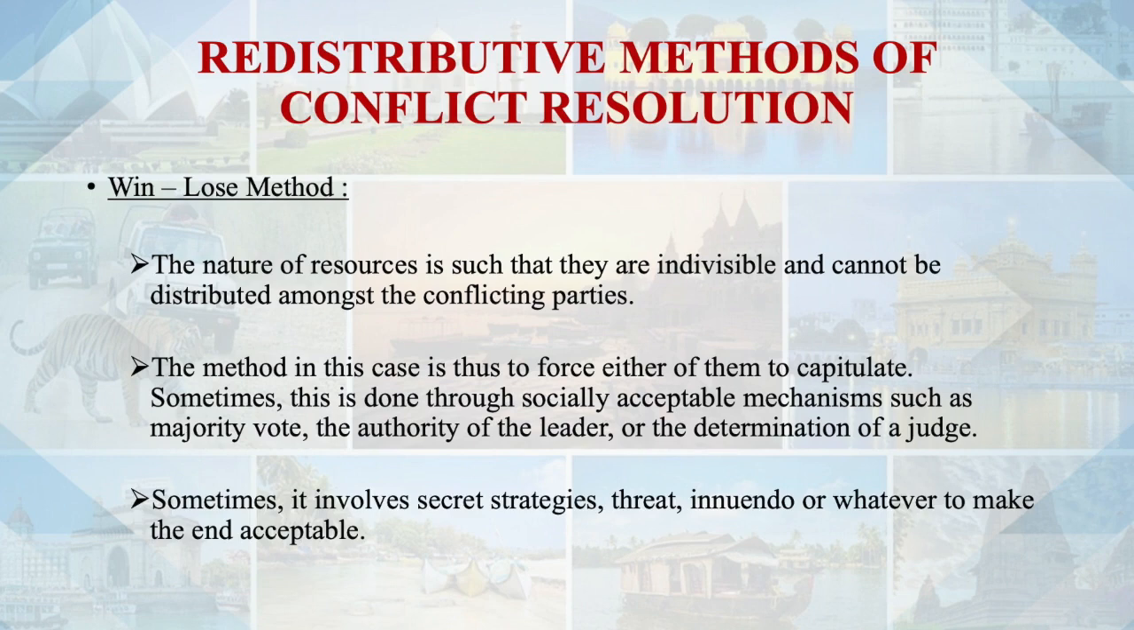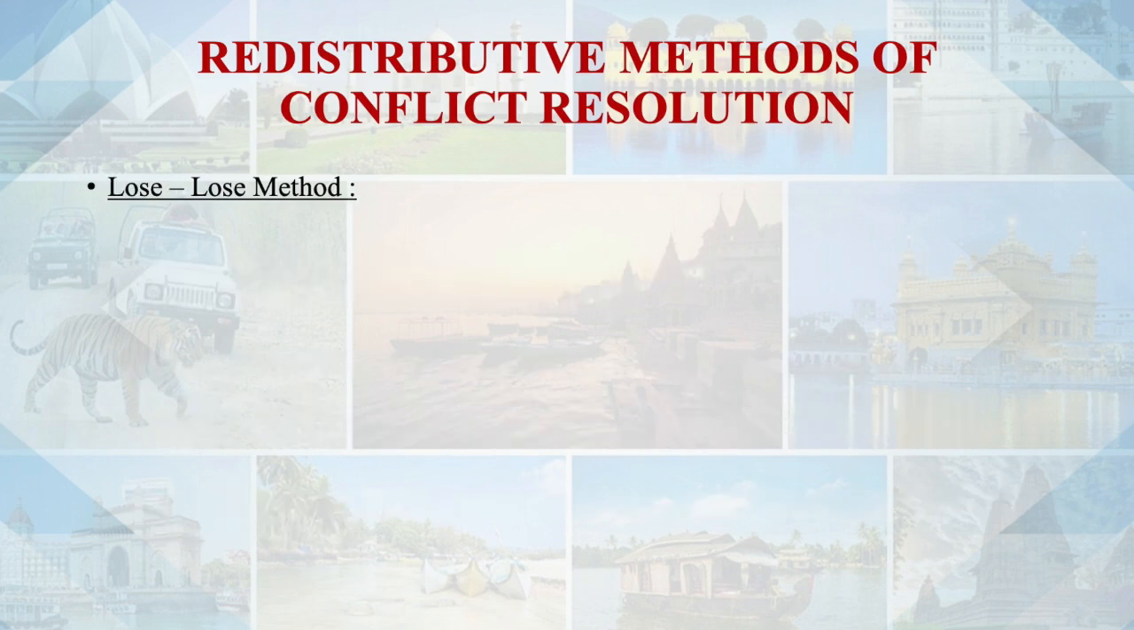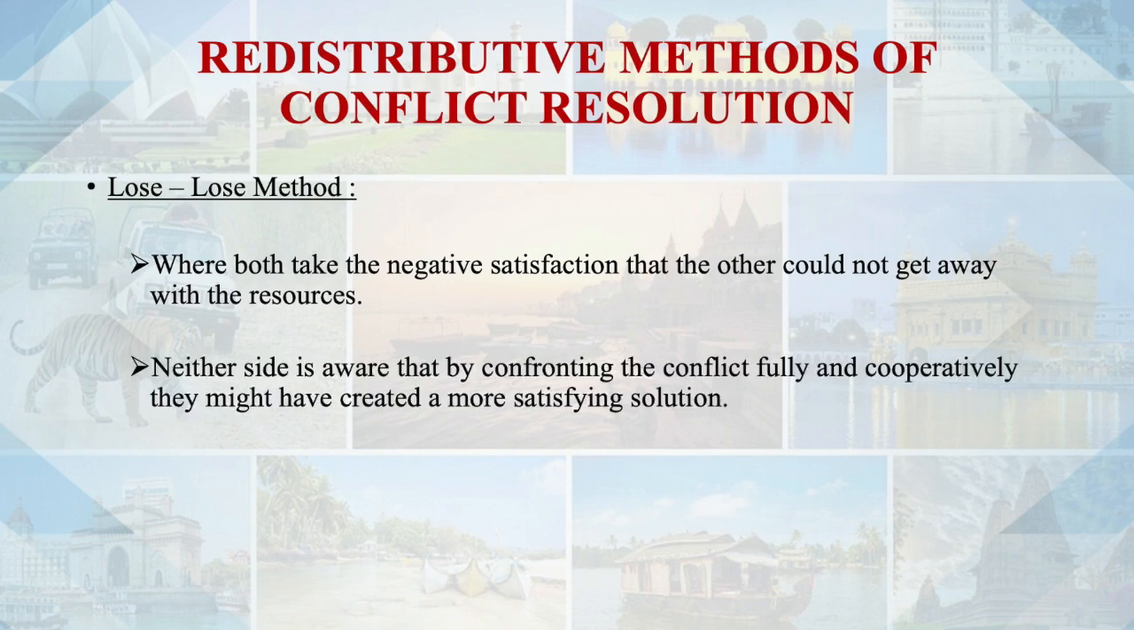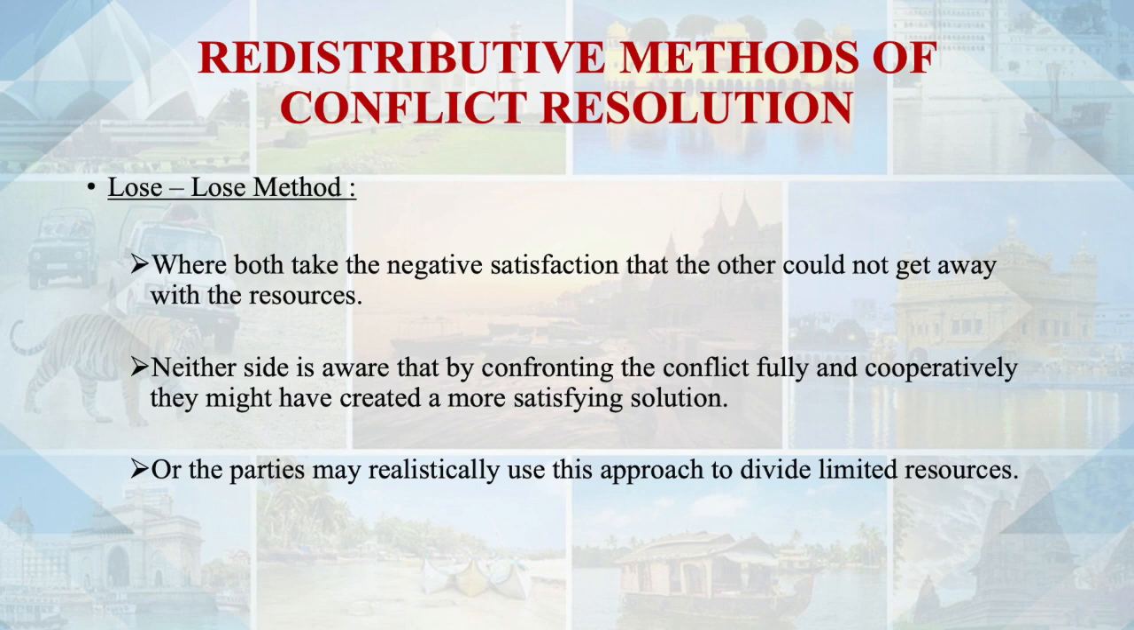After the win-lose method, we have another, the lose-lose method, meaning both the conflicting parties end up at a loss. Both of the conflicting parties take the negative satisfaction that the other could not get away with the complete resources. Neither side is aware that by confronting the conflict fully and cooperatively, they might have created a more satisfying solution, or the parties may realistically use this approach to divide their limited resources. So the first method that we have discussed was the win-lose method, and second was the lose-lose method.